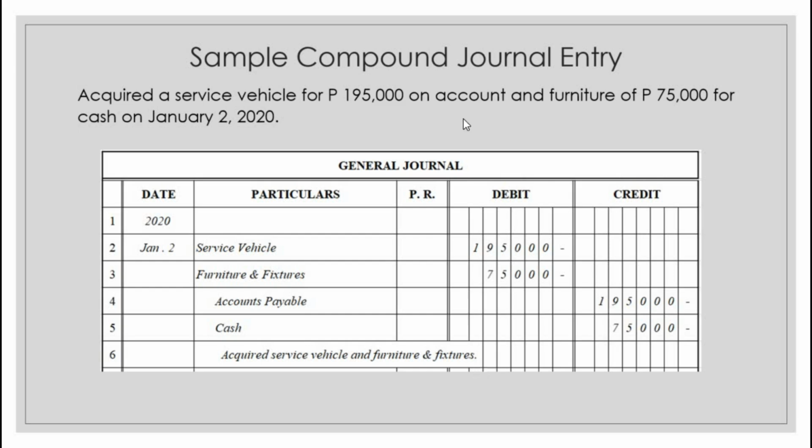Okay? So again, this is a sample of a compound journal entry because if you have noticed, there are two debits here and there are also two credits here in the credit side. So, pwede rin compound journal entry kung isang debit, dalawang credit, or dalawang debit, isang credit. Basta more than one, either debit or credit, then you have to consider it as a compound journal entry na.